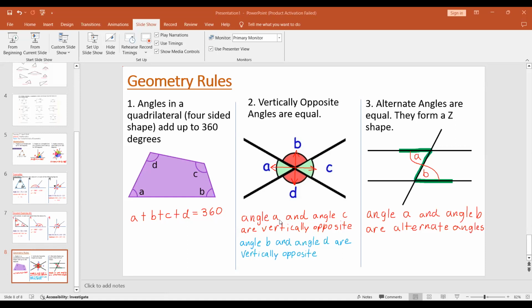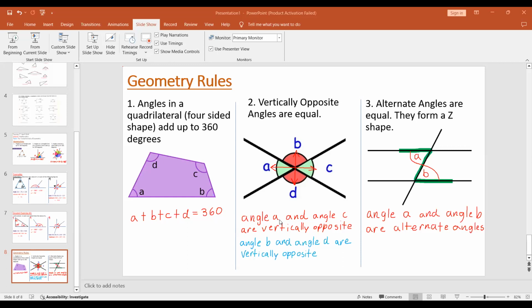Thank you. And Akiro, where's Akiro? I can't hear from Akiro. Ajani, are you there? Where's Ajani? Yes, sir. Read the third one for me. Pardon. Read the third rule. Alternate angles are equal. They form a Z shape.